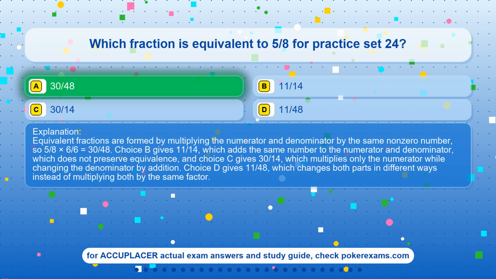Equivalent fractions are formed by multiplying the numerator and denominator by the same non-zero number, so 5/8 times 6/6 equals 30/48. Choice B gives 11/14, which adds the same number to the numerator and denominator, which does not preserve equivalence, and choice C gives 30/14, which multiplies only the numerator while changing the denominator by addition. Choice D gives 11/48, which changes both parts in different ways instead of multiplying both by the same factor.